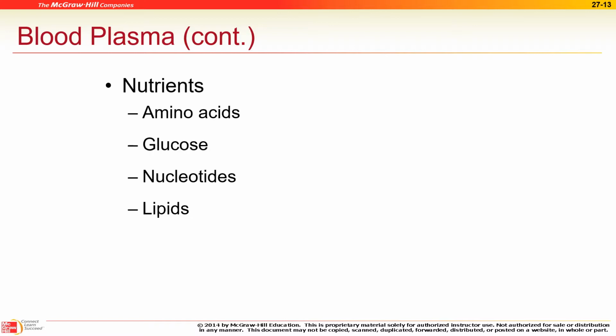Other things, amino acids, those are your building blocks of proteins. Sugars, anything that ends in -ose is a sugar. Glucose, dextrose, maltose. What are nucleotides? What do they make? Yeah, they're the building blocks of DNA.